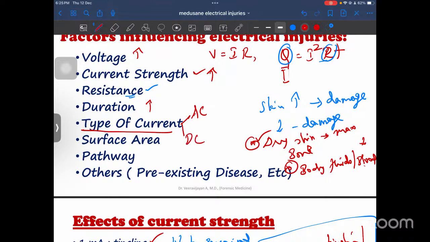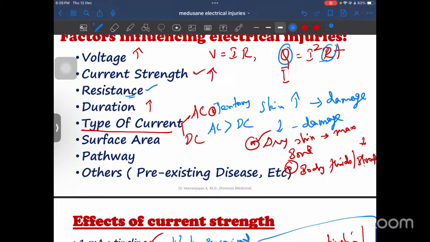AC current means it changes its direction often in a particular cycle at a particular frequency. That is AC current. DC current means it flows in a single direction. If the current flows in a single direction, there is a possibility that the individual may be thrown off. But when a current changes its directions, it immediately produces tetanic contractions. So the person cannot be thrown off. It will lead to continuous contact with the electric wire and continuous flow of electricity. So AC current is more dangerous than DC current.